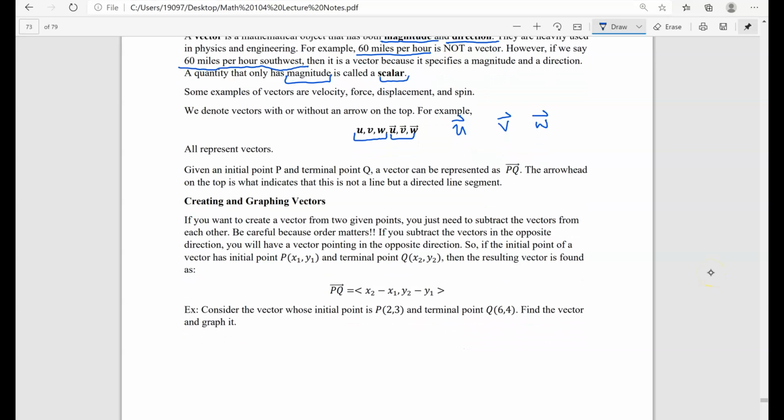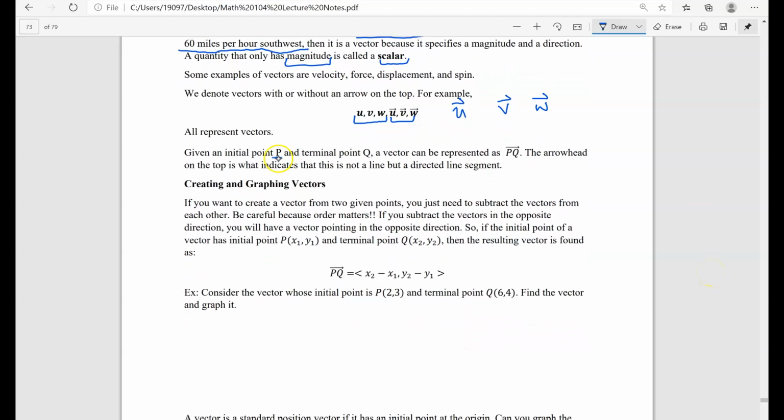Basically, if you're given two different points, let's say you start off with a point P and a point Q, and that's where you're ending it, then a vector can be represented as PQ. Let's say in space you have a point P and a point Q. Then you can represent this vector like an arrow. So this is how we have a vector. It has an initial point, where it starts, and here is where it ends. The arrowhead on the top indicates that it's a vector. So it's not a line, it's a directed line segment.